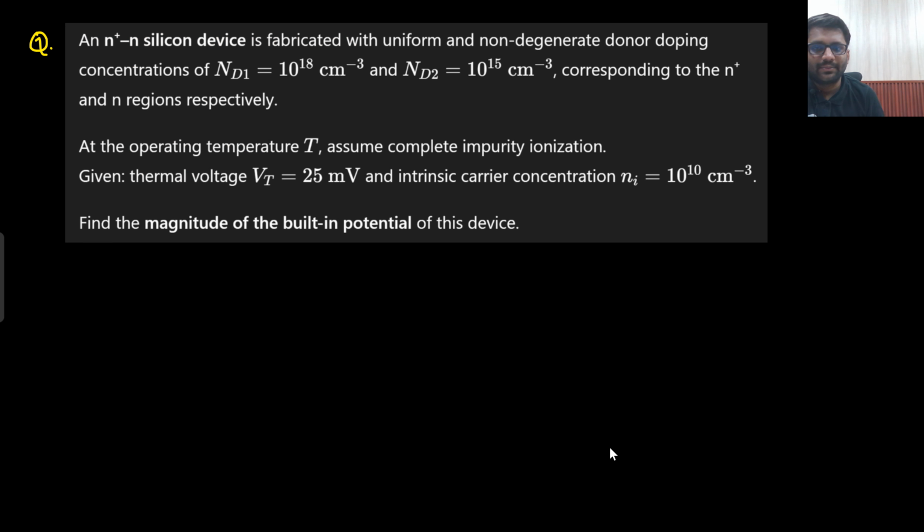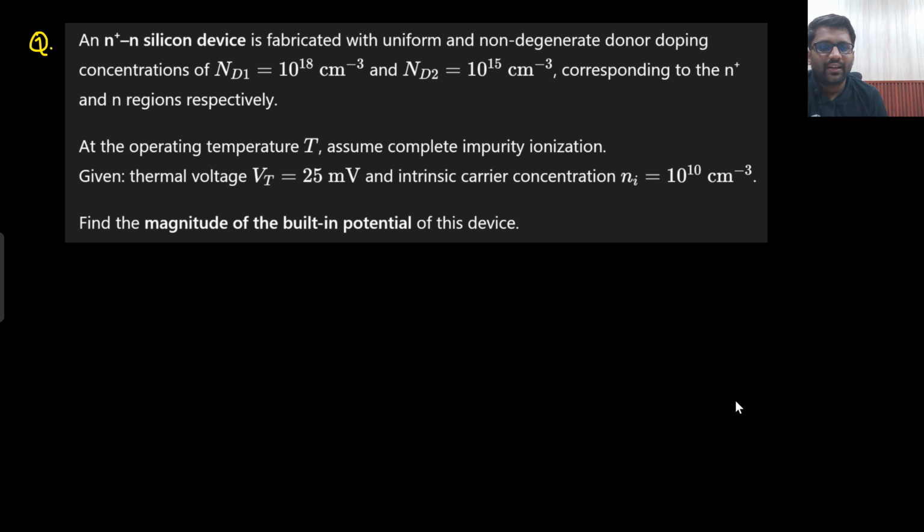So let's solve the question. This has been asked in the GATE examination. An N plus N silicon device is fabricated with uniform non-degenerate doping concentrations ND1 and ND2, considering the N plus and N regions respectively. At temperature T, assume complete impurity ionization. What is the meaning of complete impurity ionization? That means if I am doping 10 to the power 18, all become electrons. If I am doping 10 to the power 15, all become electrons as well, right? So this is the meaning of uniform doping. The value of Ni is given, and you need to find the built-in potential.